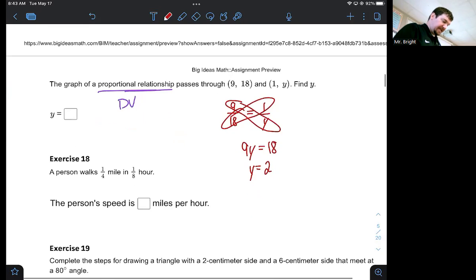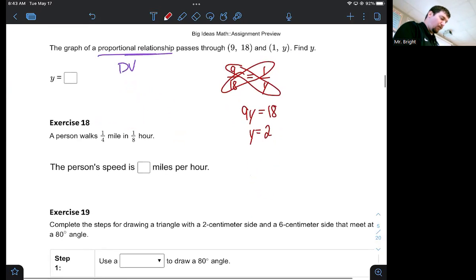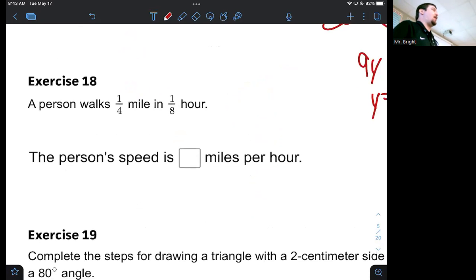All right, number 18. A person walks 1/4 of a mile in 1/8 of an hour. This reminds me of some of the iLearn practice problems we looked at a few weeks ago. The person's speed, remember, speed is distance over time. Did you notice they gave us distance and time in this problem? Okay, is blank miles per hour.